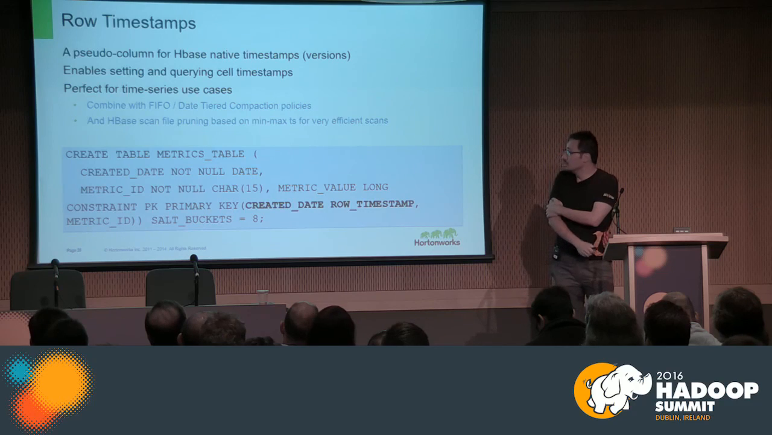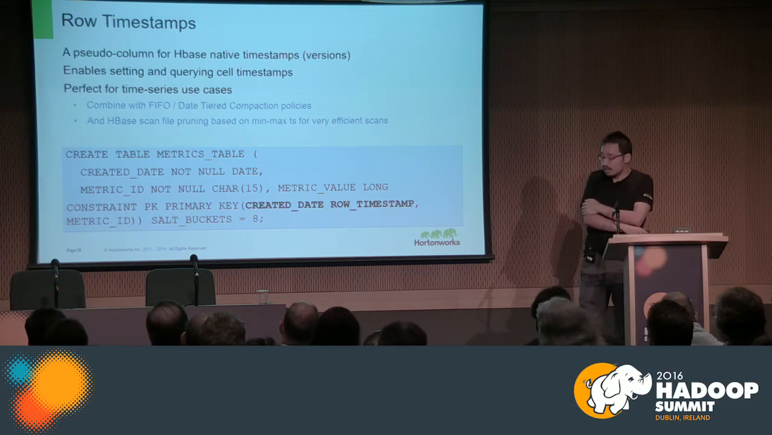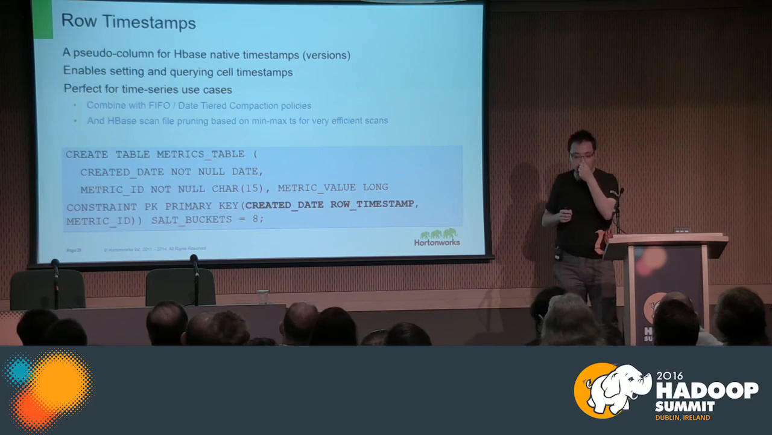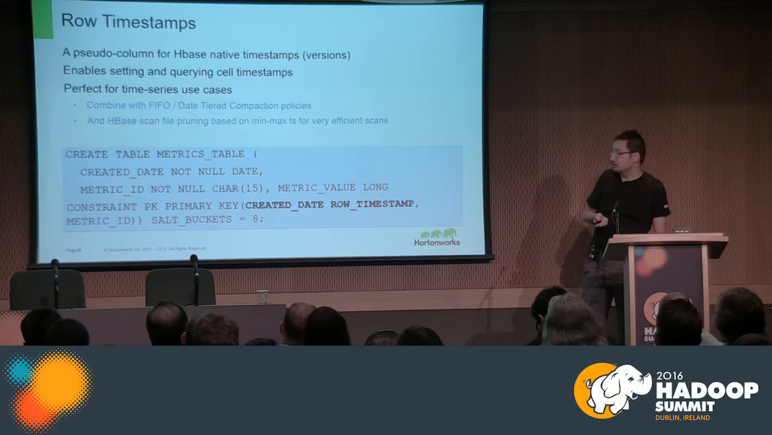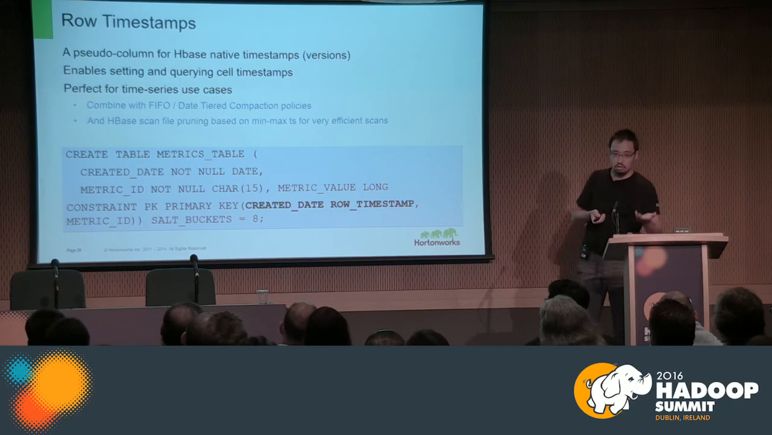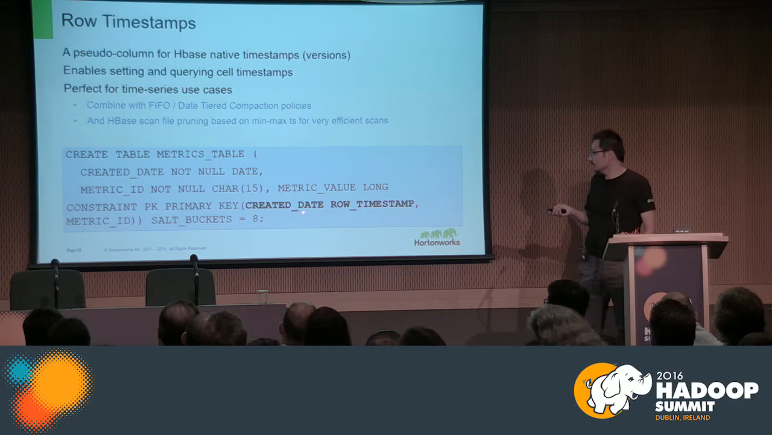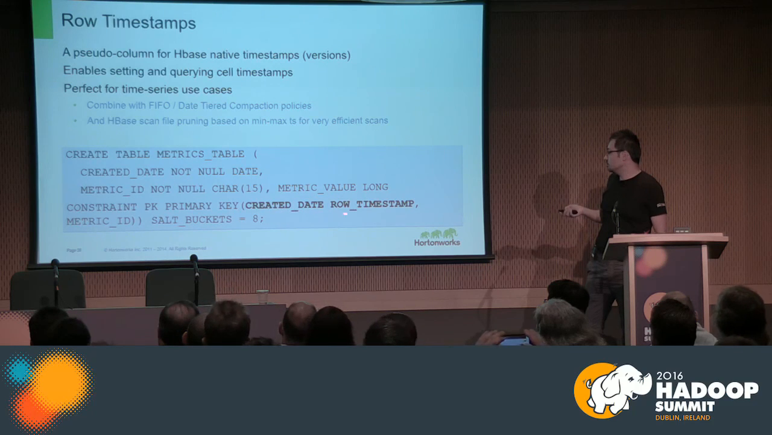All right? So the row timestamp is an interesting feature that has been added recently. You can think about the row timestamp as a pseudo column in Phoenix, but it's there so that the HBase native timestamps are surfaced inside Phoenix. So what happens is that you can declare a column, let's say the created date, as a row timestamp inside your Phoenix definition.